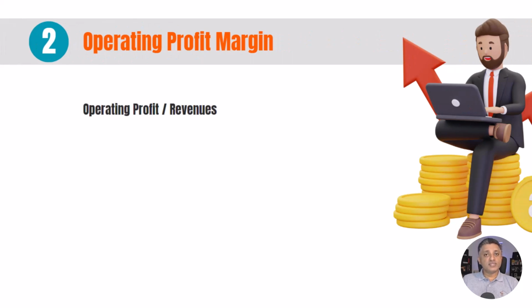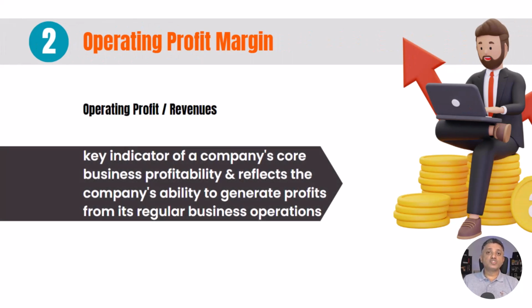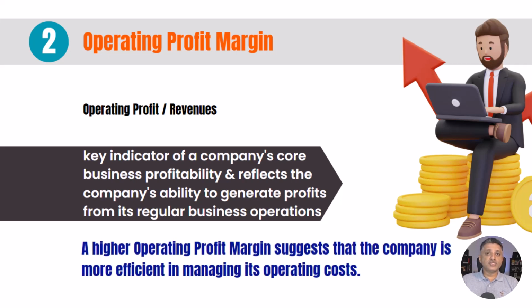B. Operating profit margin. Operating profit margin is a key indicator of a company's core business profitability, as it excludes non-operating income and expenses. It reflects the company's ability to generate profits from its regular business operations, taking into account both direct production cost and operating expenses like salaries, rent, and utilities. A higher operating profit margin suggests that the company is more efficient in managing its operating cost.